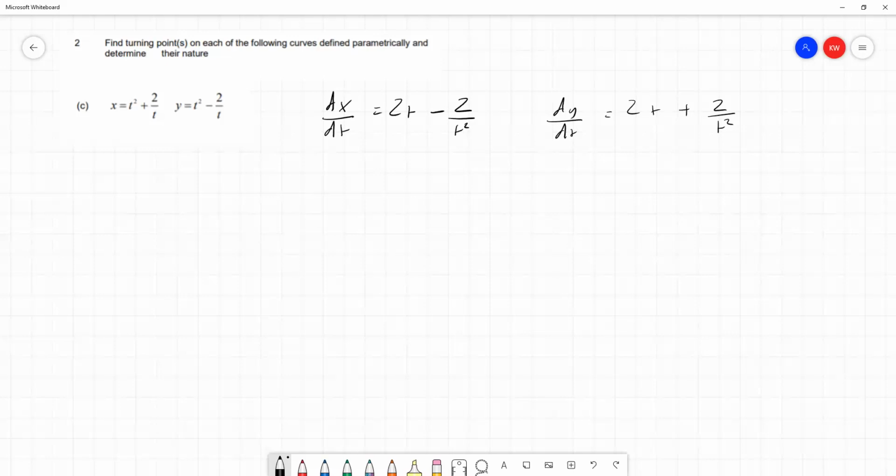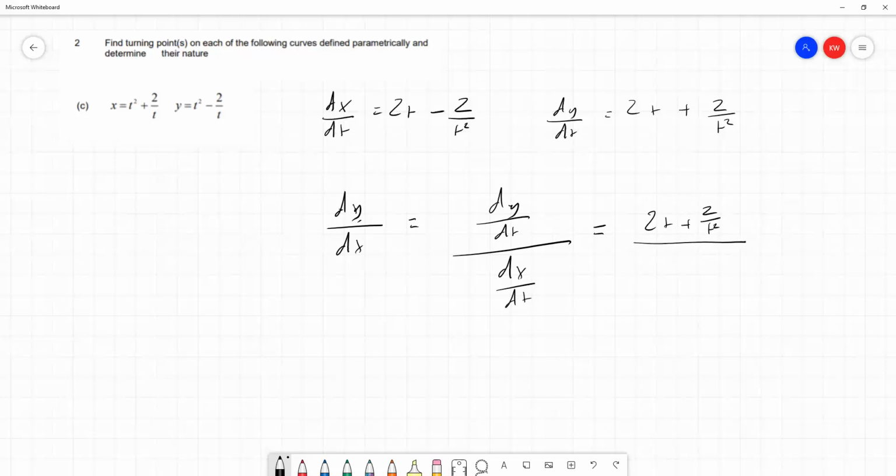So we have our two derivatives, and parametric differentiation tells us this is the relationship which will give us dy by dx. Just an application of the chain rule, and we can write dy by dt divided by dx by dt, which will reduce to give us dy by dx. Now we have both of these, we can put them into this equation here, and we have 2t plus 2 over t squared at the top, and we have 2t minus 2 over t squared at the bottom.